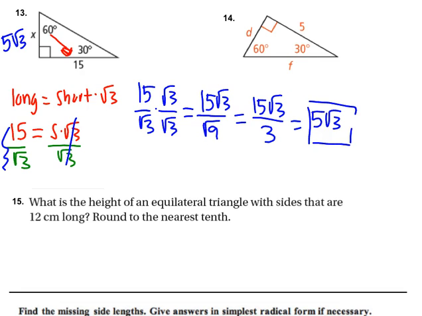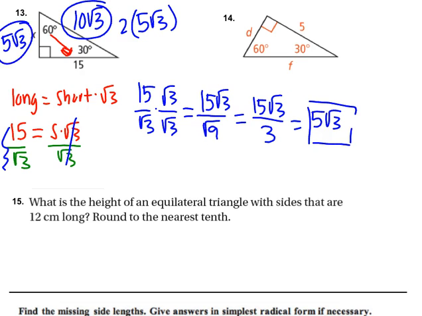Now, how do we find our hypotenuse? Well, we just double it. So if I'm doubling 5 square roots of 3 times 2, I'm going to get 10 square roots of 3.